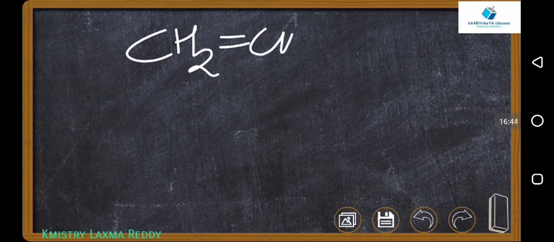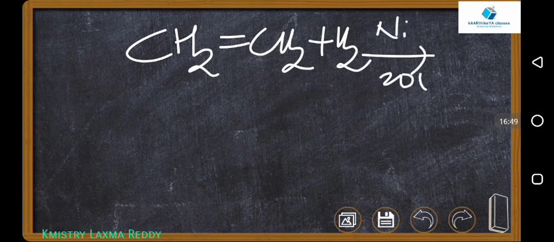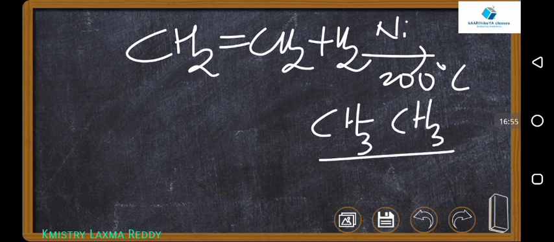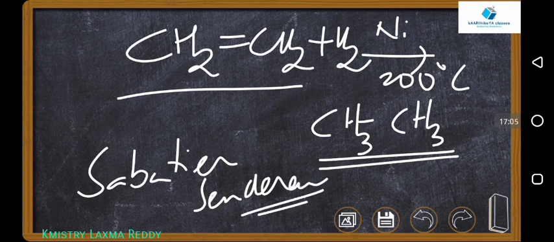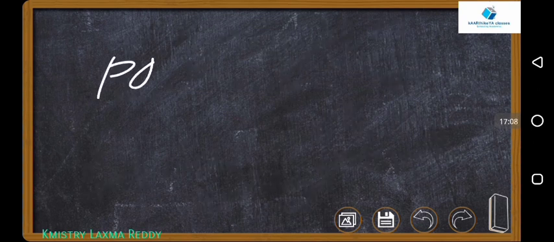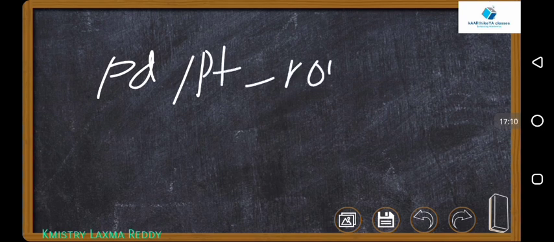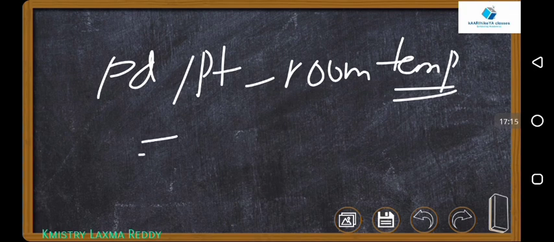So next one is from alkenes, CH2 double bond CH2. If you are adding hydrogen in presence of nickel at 200 degrees Celsius, the reaction is called Sabatier-Senderens reaction. CH2 double bond CH2 plus H2. You can use here palladium and platinum also at room temperature conditions, enough for this. So alkenes means whenever double bond is there, this will be converted to single bond.